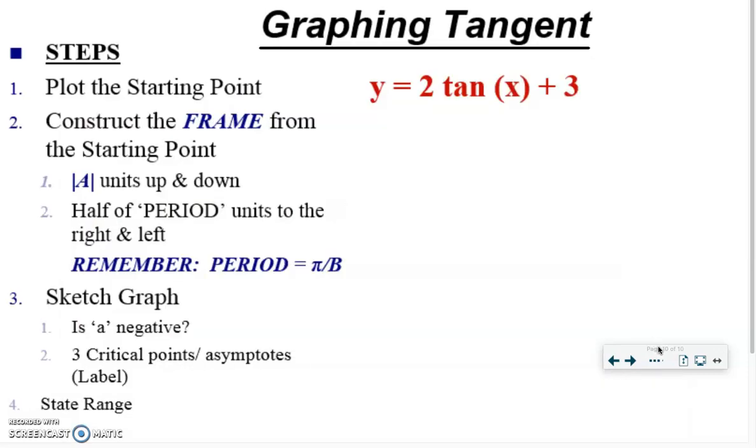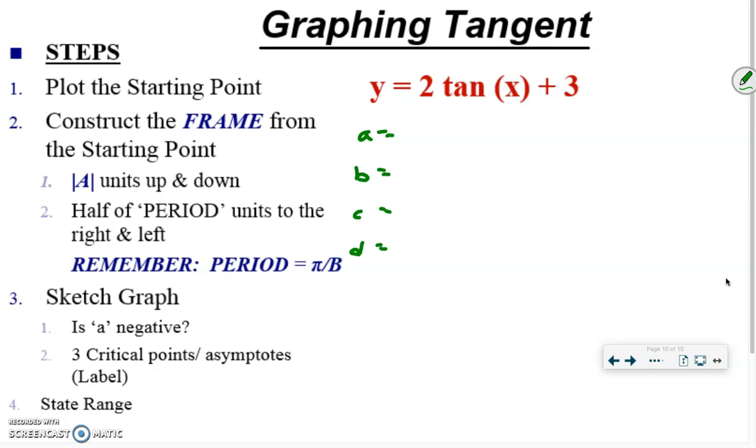Okay? All right, so let's go ahead and graph out this first one. What we're talking about is the equation y equals 2 tangent x plus 3. So just because it's a tangent doesn't mean that we're going to approach this differently. We still want to know what's the amplitude, and I'm putting quotes around it because it's not real amplitude, but that's going to help me to build my frame. So what's the absolute value of A? What's the period? What's the starting point? Those are still the first few things that we want to establish. And before that, we better figure out A, B, C, and D.